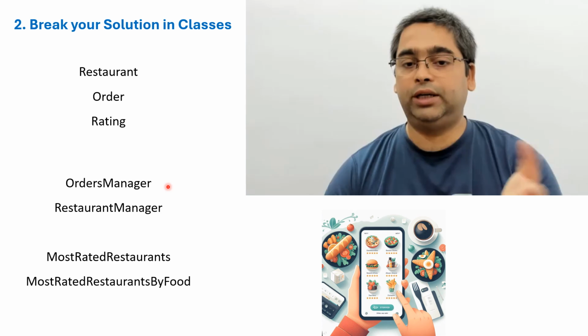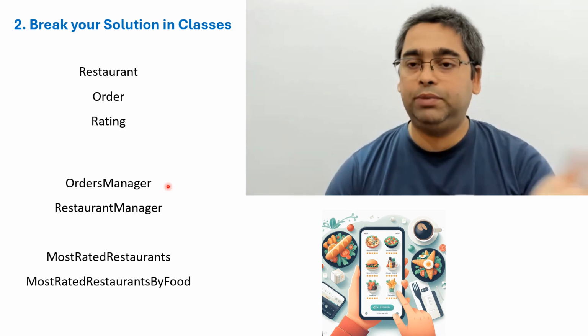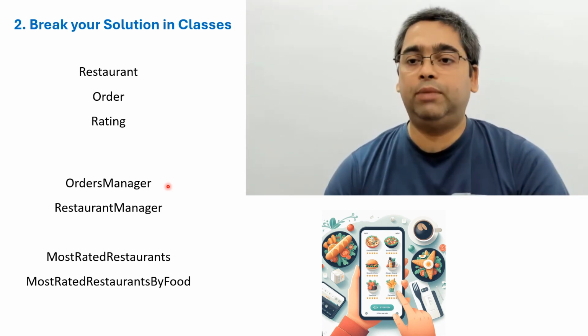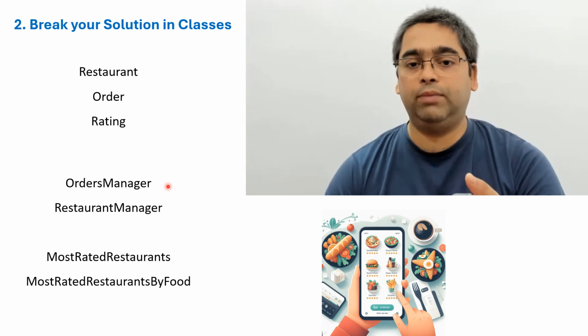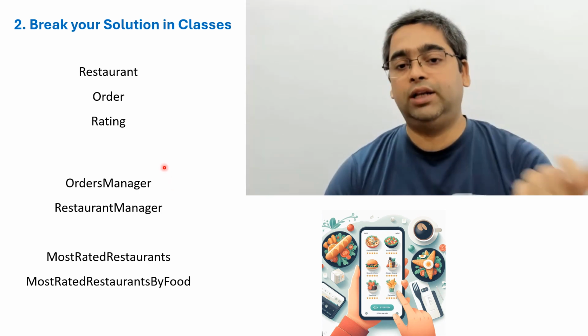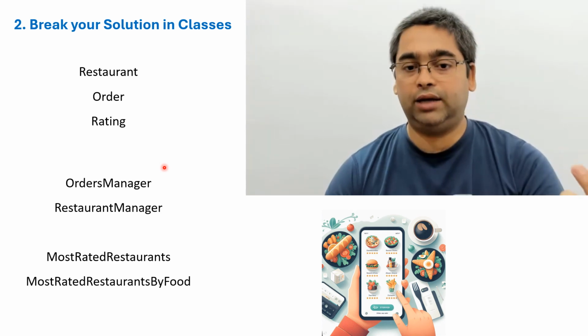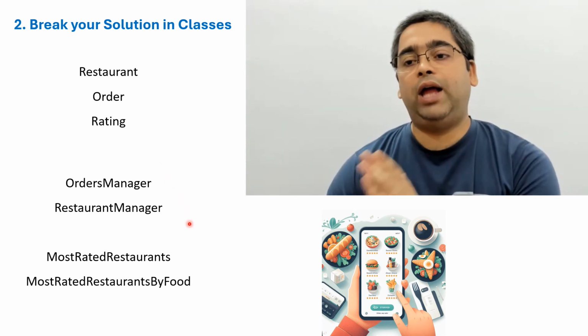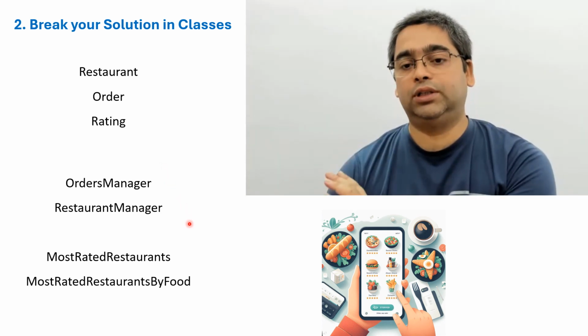So there is going to be a class OrdersManager. It will keep a list of all the orders. It can keep them in a map, an order ID versus order object map. It can have methods to update the rating of an order or fetch details about an order, things like that. Then you will have either the view or search functionalities.